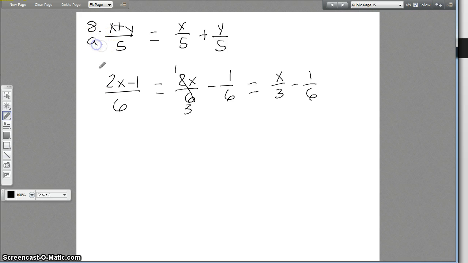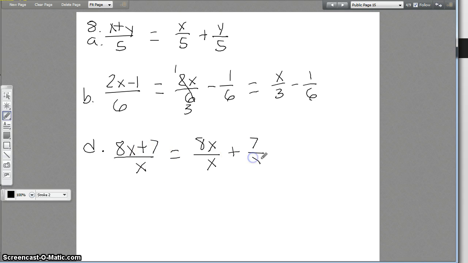I'm sorry, these were part A and B. We're going to jump down to part D, which says write (8x + 7)/x as the sum of an integer and a fraction. Well, if we look at what's in our denominator, that's an x. Do we have any x term in the numerator? We do. So we should write that over the x to get an integer. And then we need to write the rest of our fraction, 7 over x. When we divide 8x over x, the x's cancel and we get 8 + 7/x.